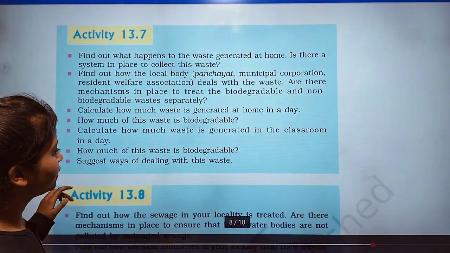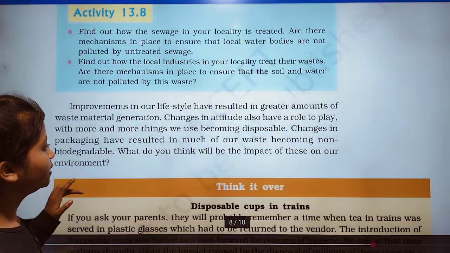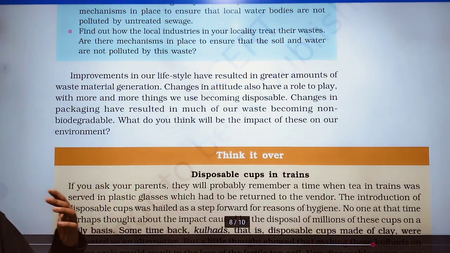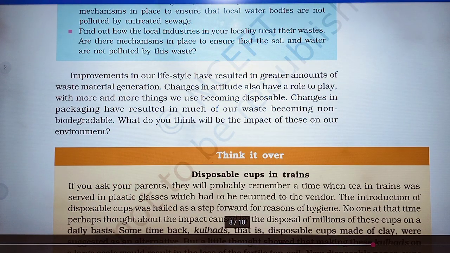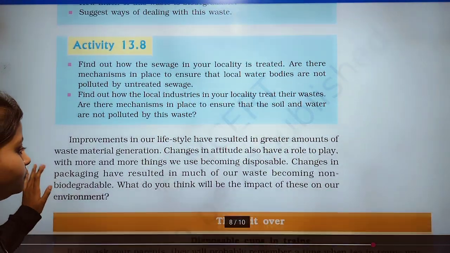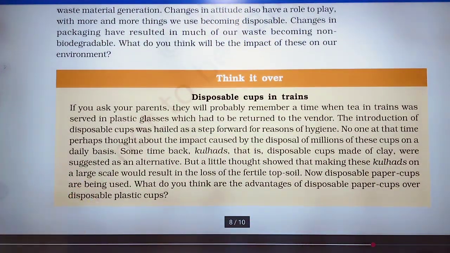This is very simple, it is generally controlled by our human activities. If we are concerned about the environment, then we can still stop this type of thing by using dustbins and eco-friendly products, which will not harm our environment. So in this, think it over.